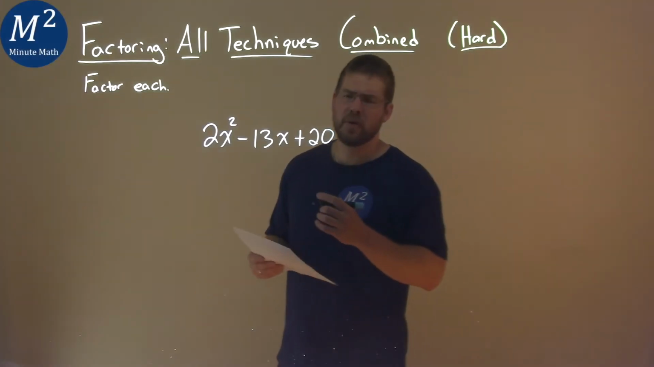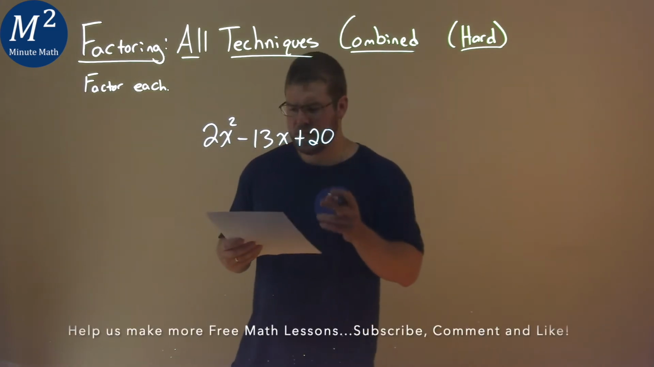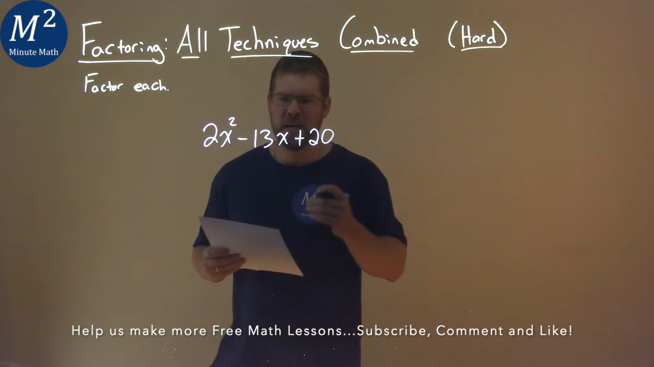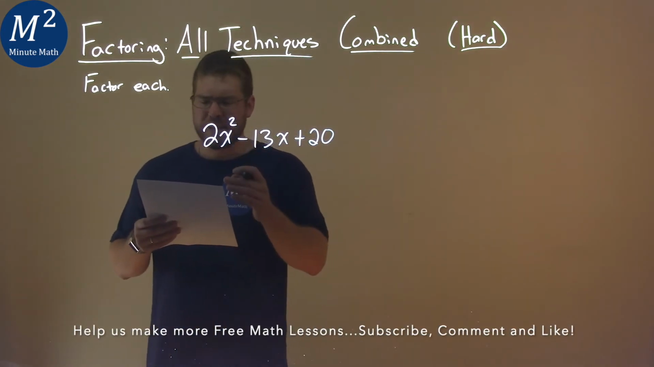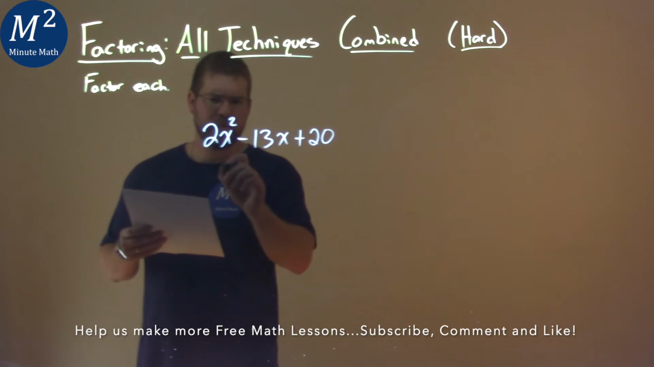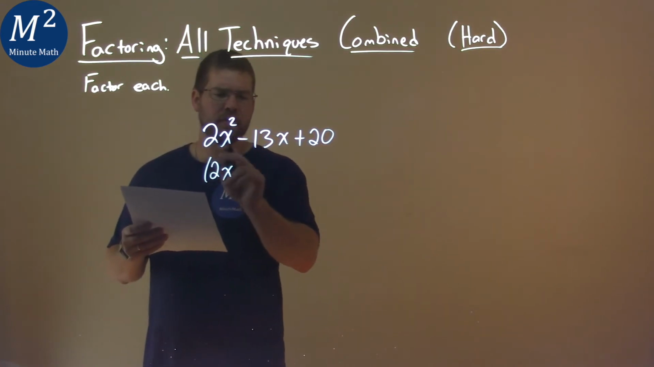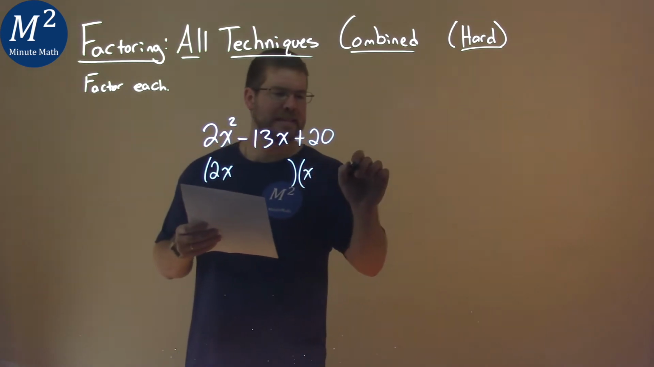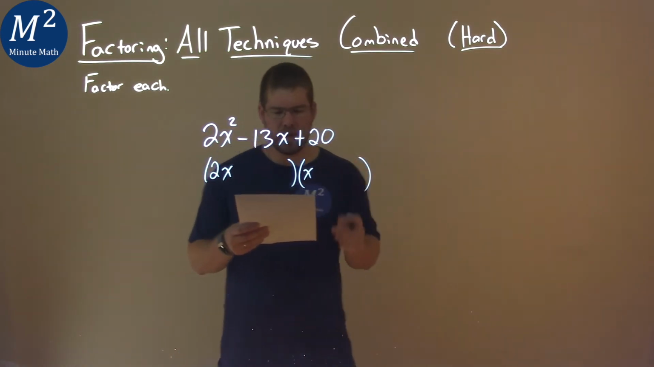We're given this problem right here. 2x squared minus 13x plus 20. And we got to factor this completely. Well, a little interesting here. We have 2x squared. So we know when it's factored, since our a value is 2, right there, it's going to be some form of 2x and then an x, like this. Alright, so we got to keep that in mind.